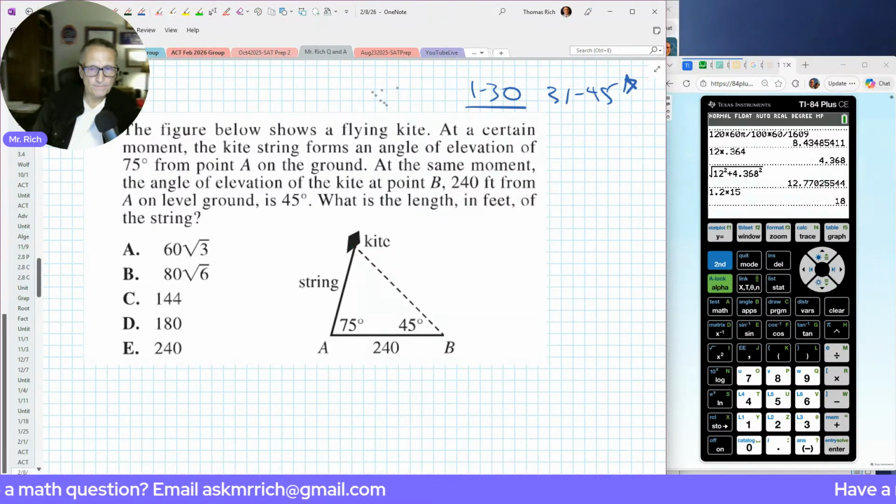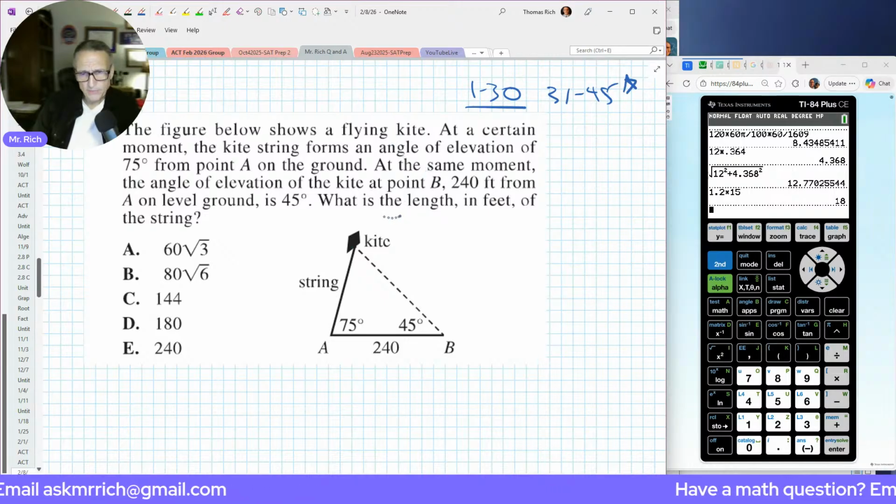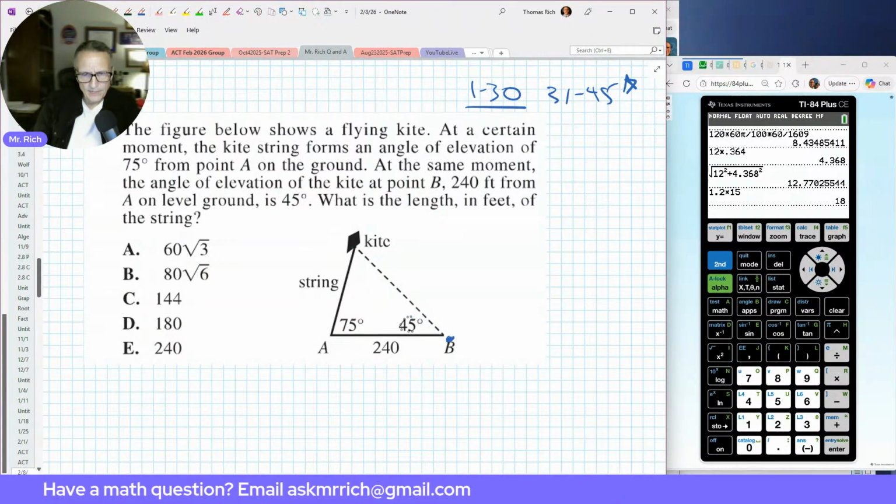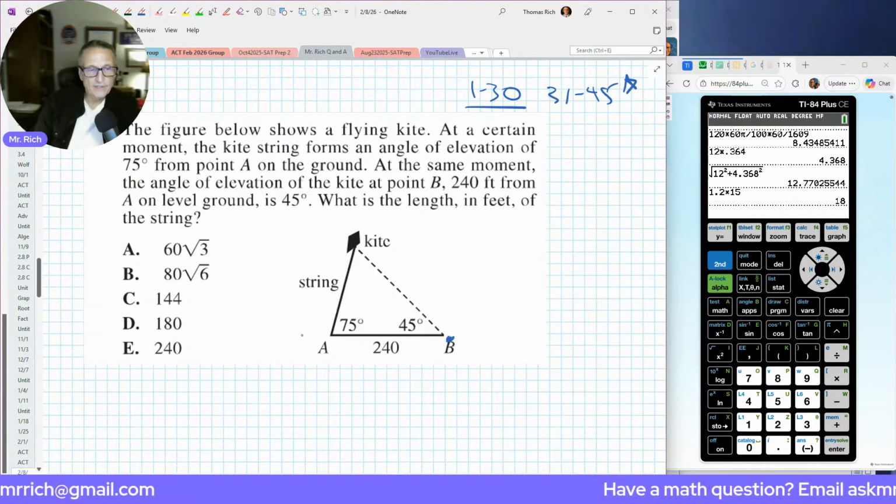Well, here they tell you that someone's flying a kite. There's some string attached to the kite. You know these two angles, right? There's a person over here at B looking up at the kite. There's a 45 degree. That's 75. So what they want us to do is find the length of that string.